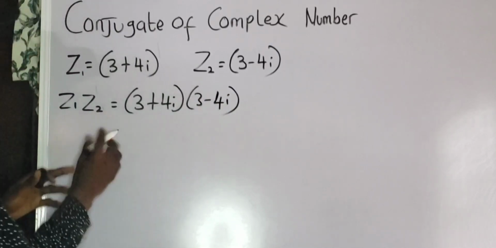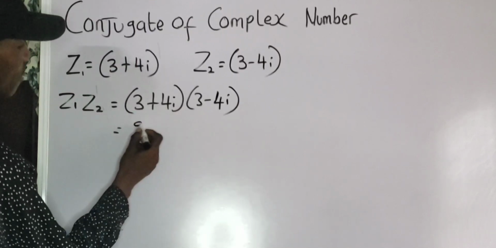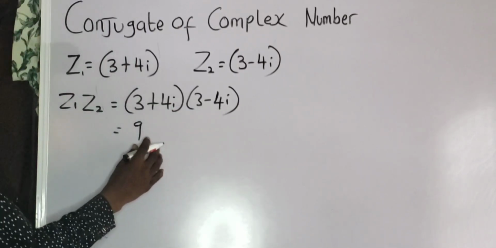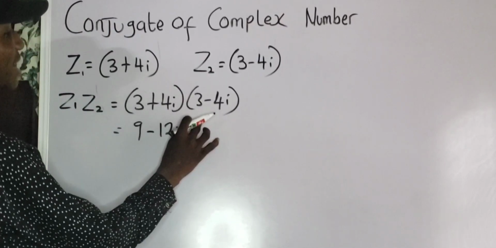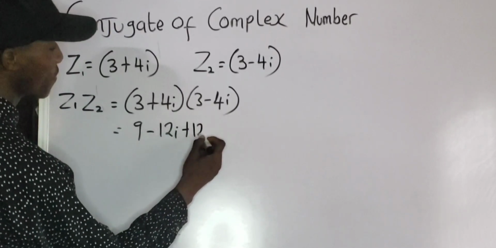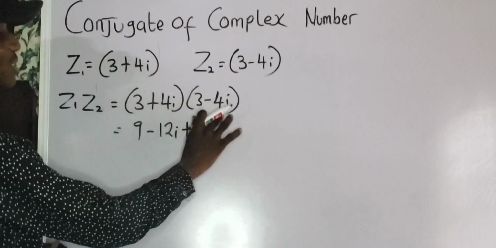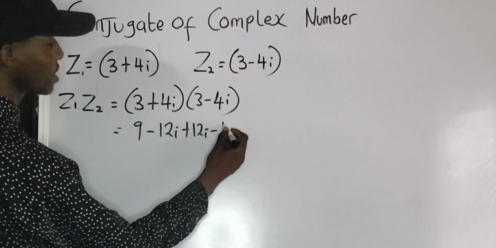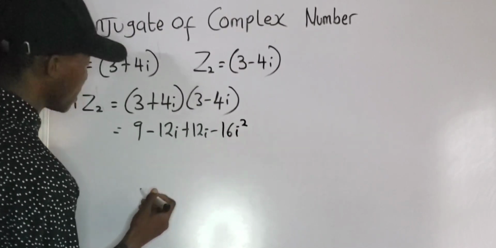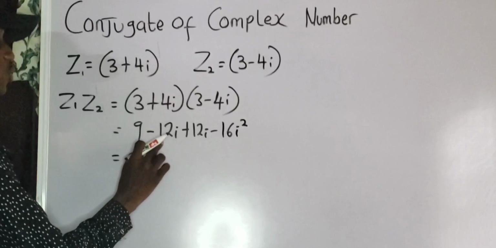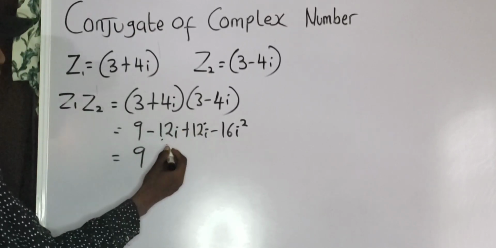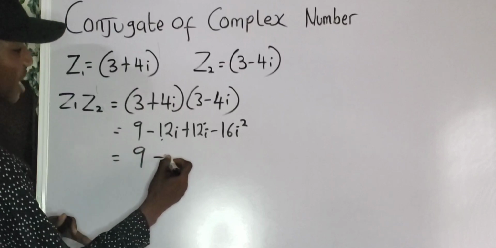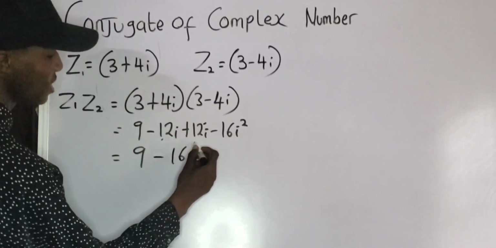You understand? So 3 multiplied by 3, I'm going to have 9. 3 multiplied by minus 4i is minus 12i. Plus 4i multiplied by 3 is plus 12i. Plus 4i multiplied by minus 4i is minus 16i squared. You understand? So I'm going to have 9 minus 12i plus 12i minus 16i squared. The minus 12i cancels the plus 12i, so I'm left with 0 for those terms, and 9 minus 16i squared.